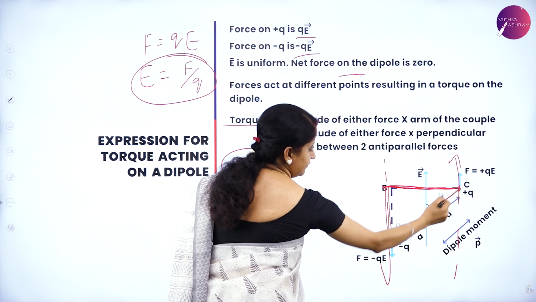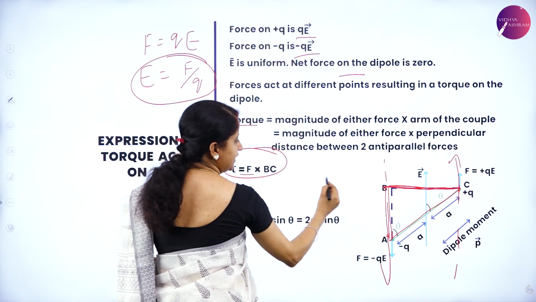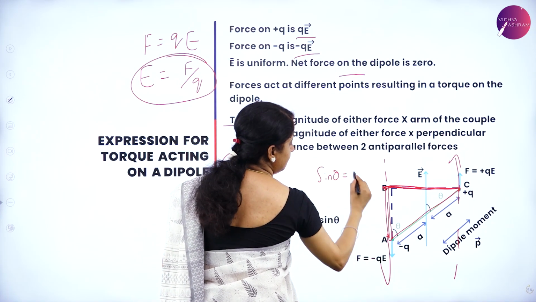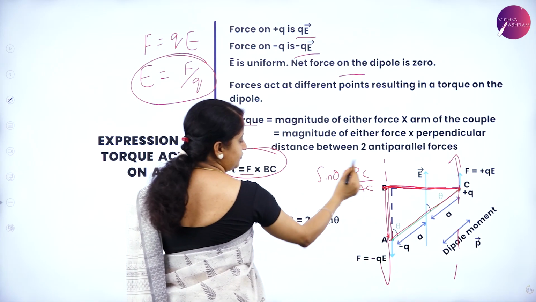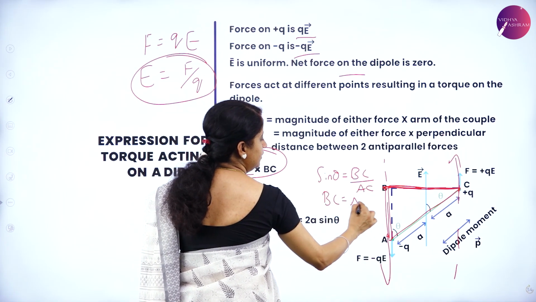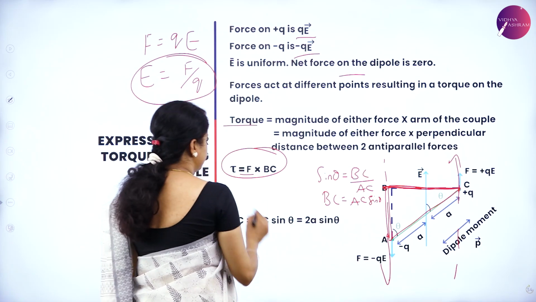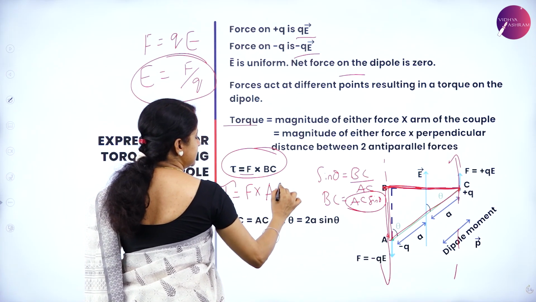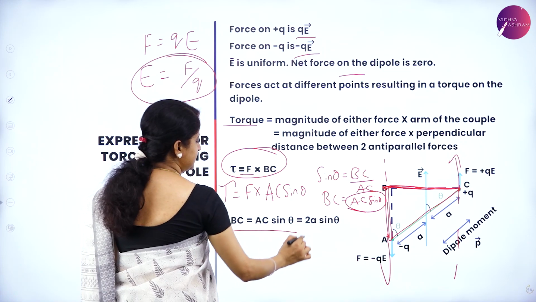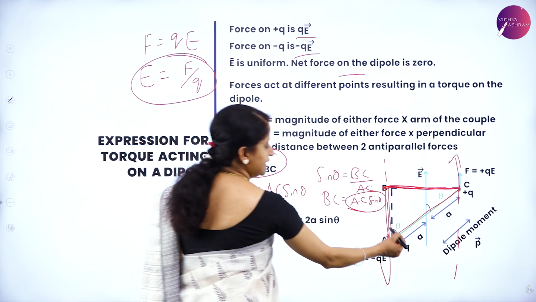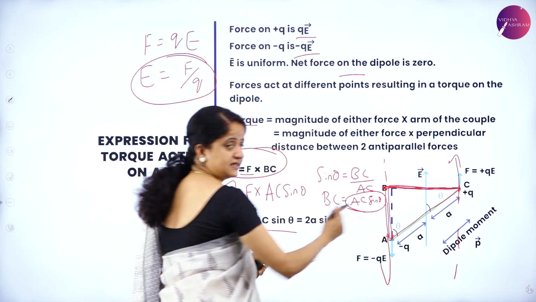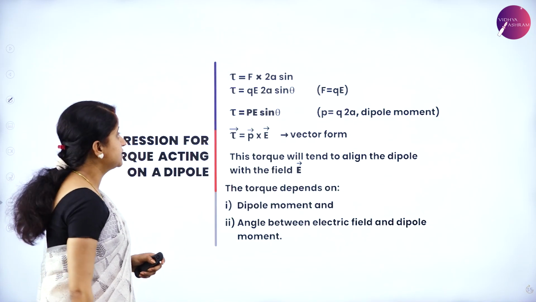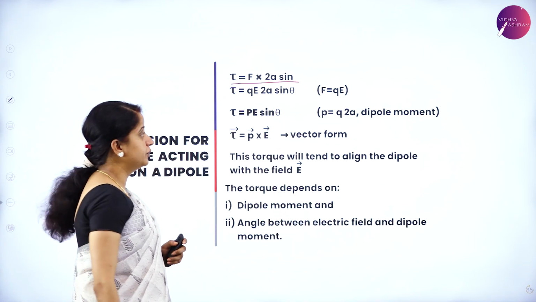Consider this triangle ABC. From this triangle we can write opposite by hypotenuse is equal to sin theta, that is sin theta is equal to BC divided by AC. So, from this we can write BC is equal to AC sin theta. So, I am writing tau is equal to F into, in the place of BC I am writing AC sin theta. What is AC? We know it is a dipole distance, that is 2a. So, we can write BC is equal to 2a sin theta, and the above expression becomes tau is equal to F into 2a sin theta.